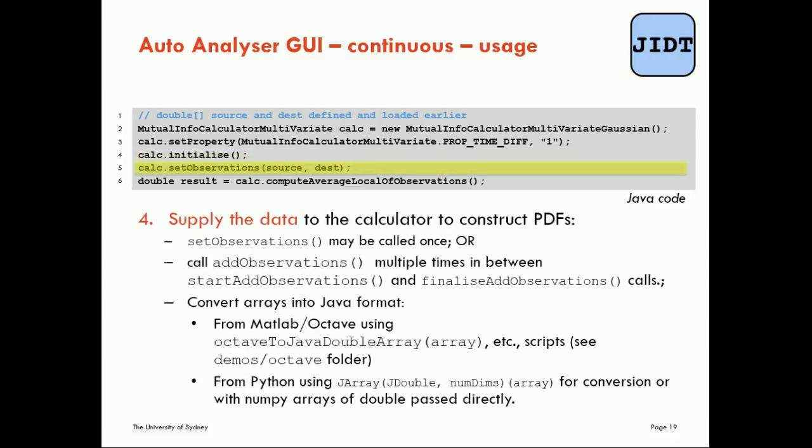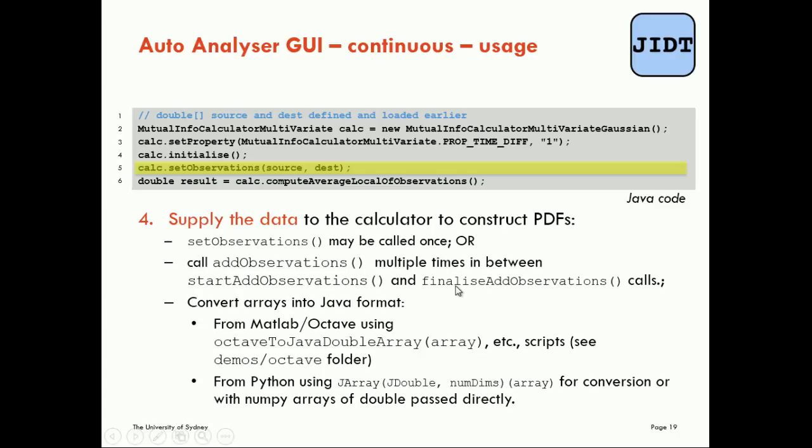Then we supply the calculator with the observations to construct the probability density functions. We can do this with one call to set observations, and that's what you'll always see from the GUI tool at the moment. But if you've got multiple sets of observations, for example, from multiple trial runs, then what you're going to do is call add observations multiple times in between start and finalize add observation calls.